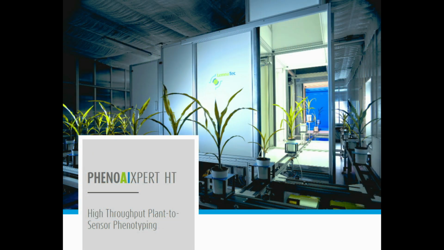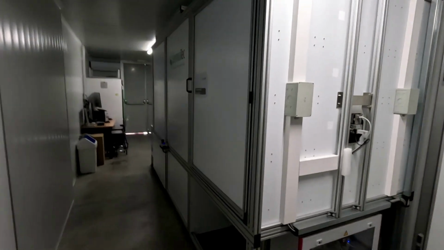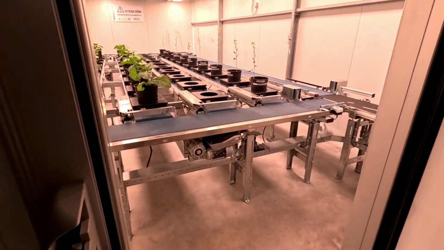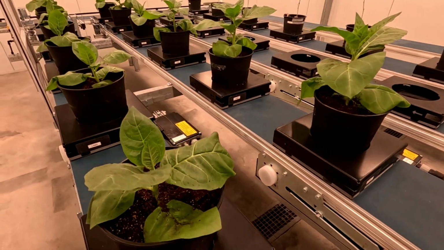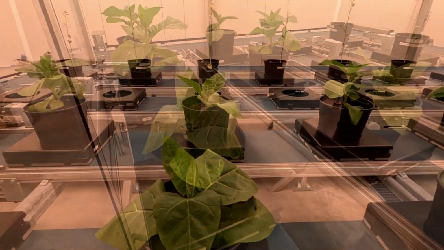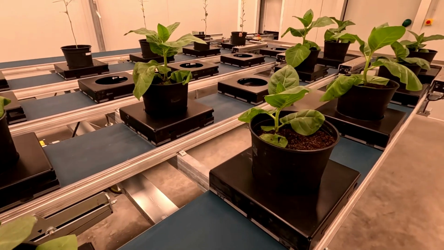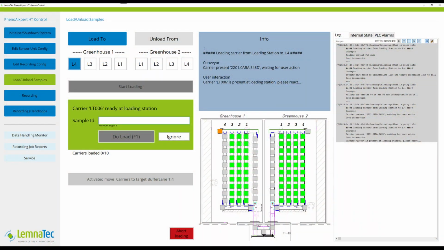The LemnaTec PhenoAIxpert HT. The PhenoAIxpert HT is a customized phenotyping system operating in plant-to-sensor mode. It consists of one or more imaging cabinets, and the plants are located on a conveyor system that moves them into the imaging cabinet and back to the growing area. The PhenoAIxpert HT is controlled via a customized control software that enables access to all technical functions of the system.